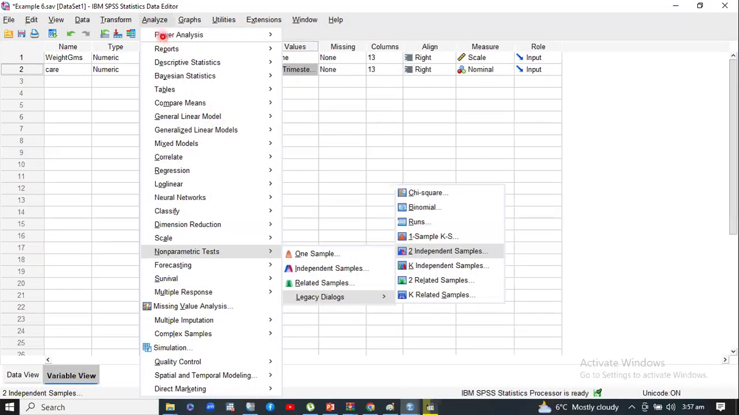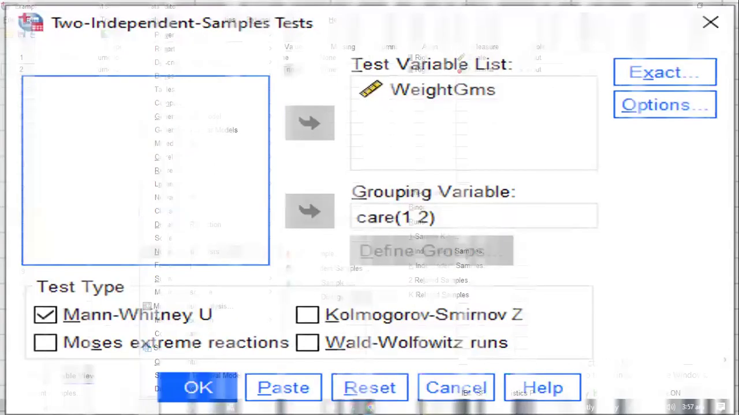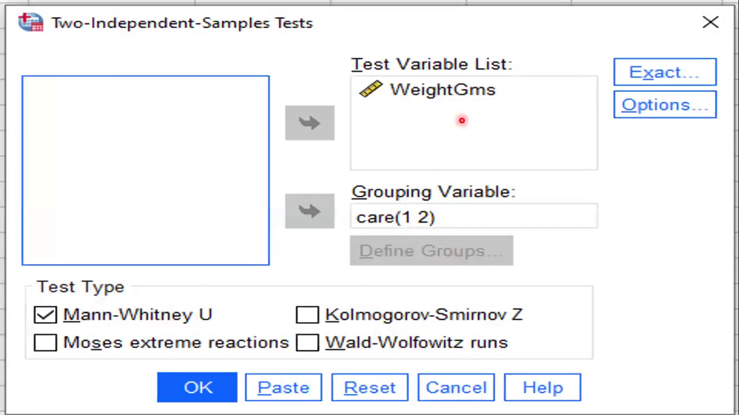So how can we analyze the data? You go to Analyze, Non-parametric Tests, Legacy Dialogs, and here we have an option of Two Independent Samples. You need to check it. You need to put your continuous variable in the test variable list, and you need to put your categorical variable into the grouping variable, and you need to define it, and you need to check the Mann-Whitney U test.